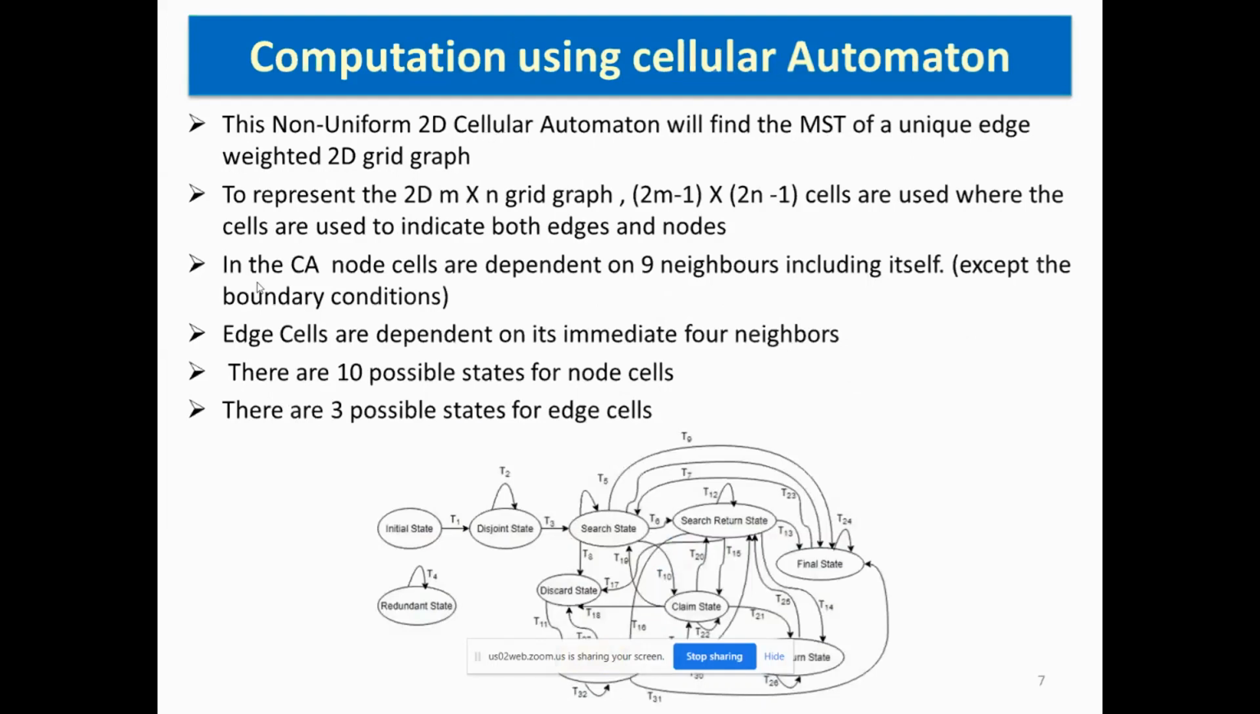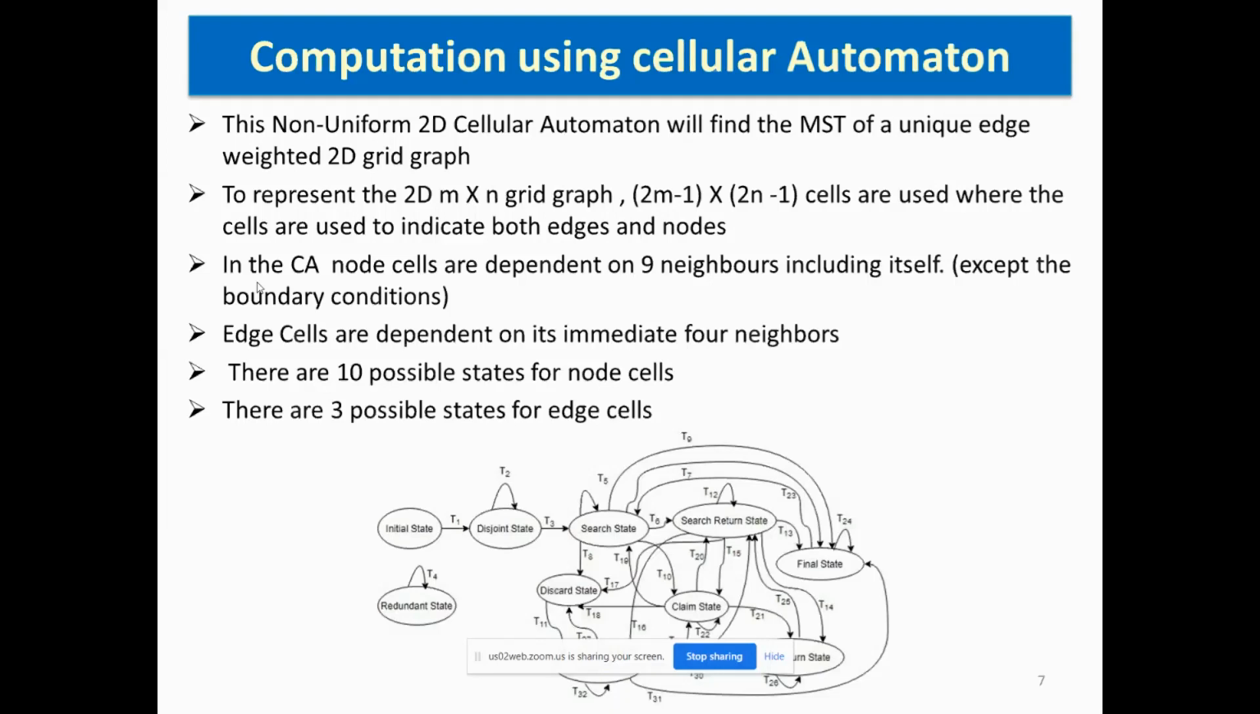So let us see how the cellular automaton computation works. In the cellular automaton model, we are using a 2D non-uniform finite cellular automaton, which will find the minimal spanning tree for a unique weighted edge 2D grid graph, just as it was in the case of the GHS algorithm also. And we are using it for the cellular automaton m cross n grid graph.